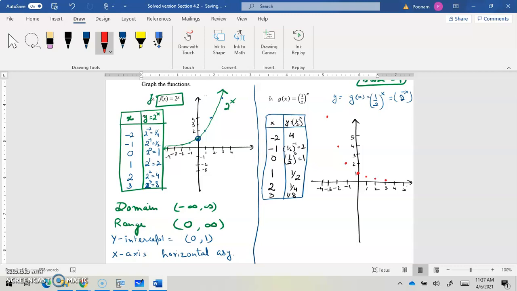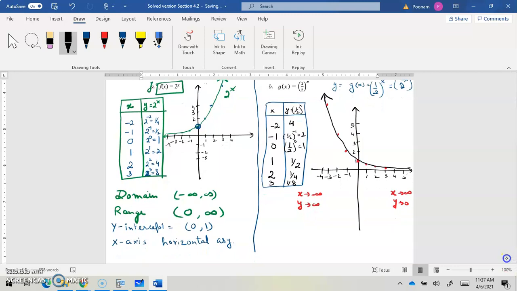So as you notice, what's happening? As x is approaching negative infinity, y is approaching infinity. As x is approaching positive infinity, y is approaching 0. So if you join all these points, the curve is going to look like a smooth curve going like that. So what is the difference from the curve when the base was 2, which is more than 1? If the base is more than 1, then it was an increasing graph.